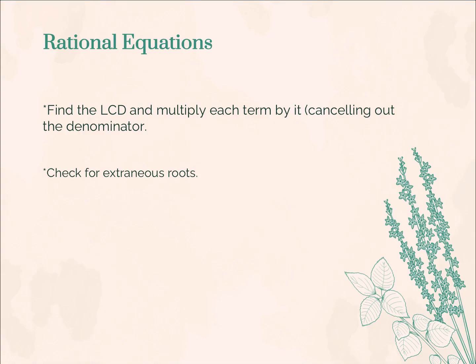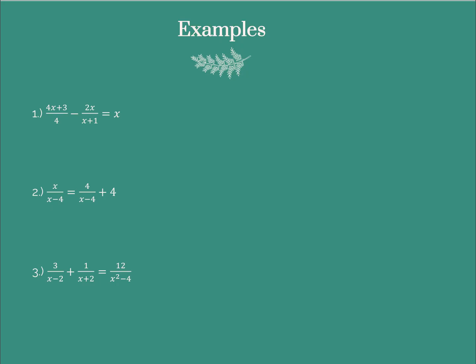So we're going to have to find the LCD, your least common denominator, and multiply each term by it. When you do that, you'll end up canceling out the denominator. I'll show you that in 1 second. And we always have to check for what? Extraneous solutions, always.